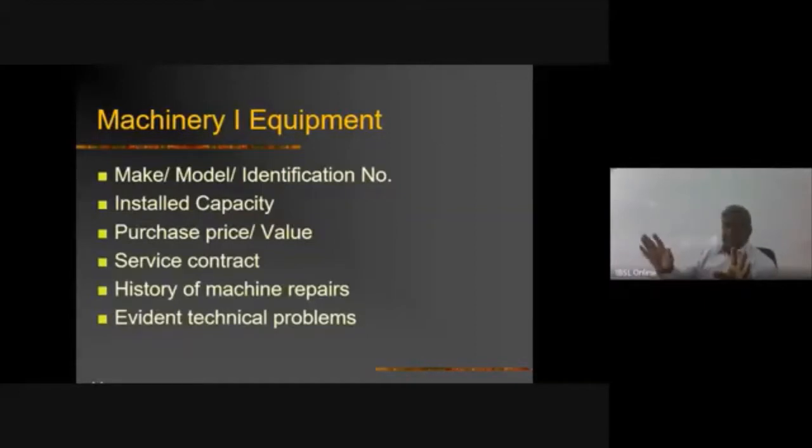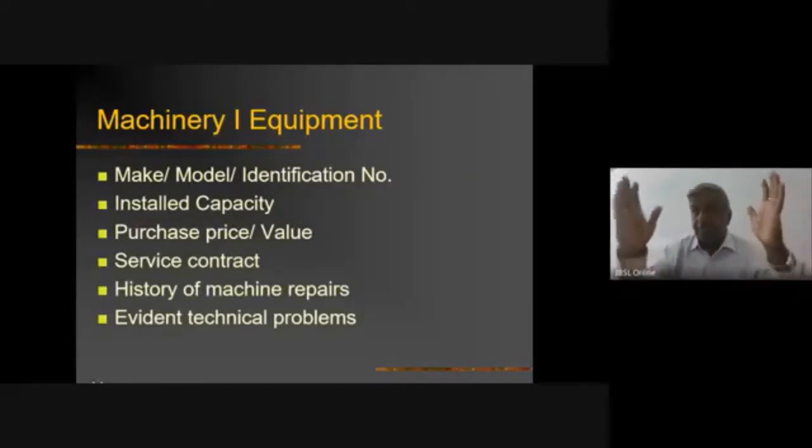Some machineries have no identification number. What is the installed capacity? The processing machineries have a capacity, maybe it produces 100,000 units per day. That is the installed capacity. The installed capacity can be defined as how many units the machinery has the capacity to produce per unit of time. Per unit of time may mean 8 hours a day, or 2 shifts a day, or a week, or a month, or a year. Per unit of time, what is the maximum capacity that machinery can produce, the number of units? That is the installed capacity.